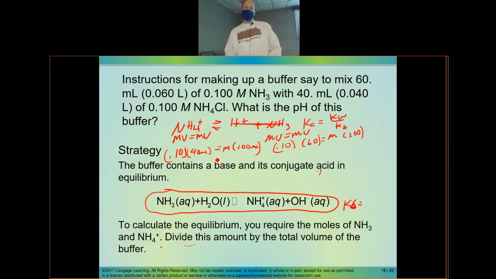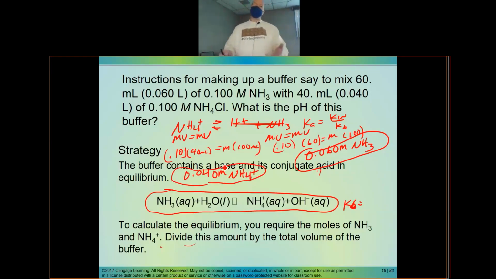So I multiply by 0.1, that gives me 4 divided by 100. And so that is 0.040 molar for the NH4 plus. 0.1, that's 6, divided by 100, I have 0.060 molar for my NH3. All right, so now you have your initial concentrations.